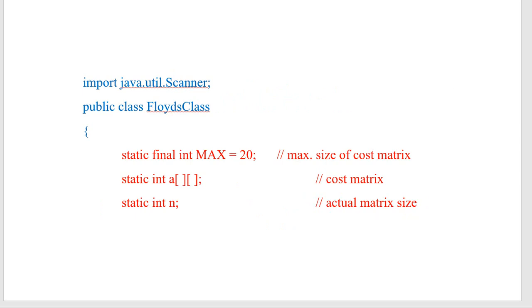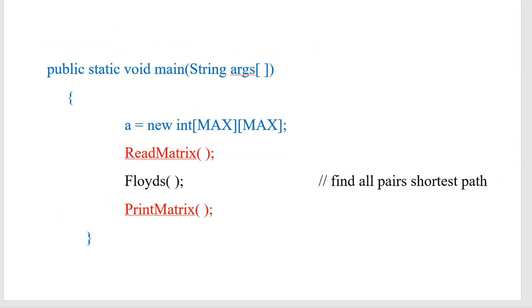Next is void main, the main function, where we'll be having three functions. First one is read matrix, next one is Floyd's, and next is print matrix, where we are going to print the output. Here we are going to calculate all pair shortest paths, and here we are going to read the input.